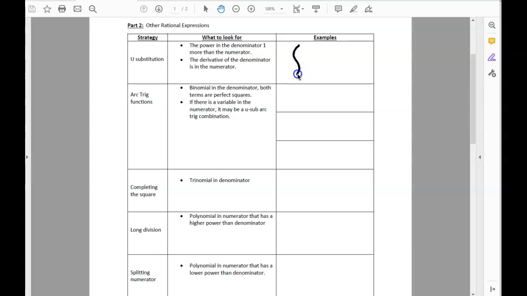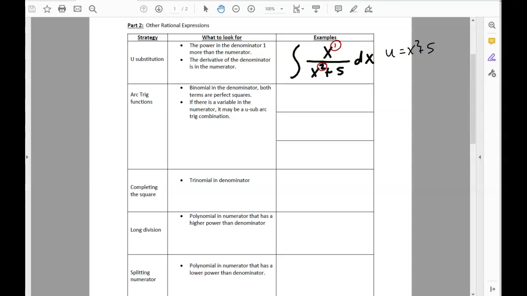So for instance, suppose I have the following. Notice how this power here is 1 more than the power in the top. That's an indication that you're going to be doing a U substitution where the U is equal to the denominator. Okay? That's probably what that situation is going to be there.